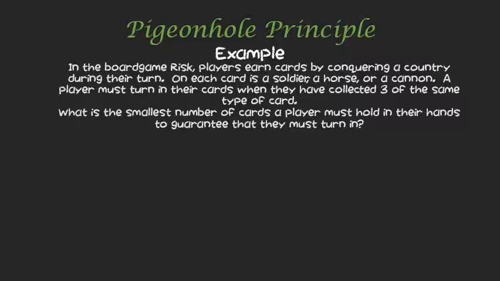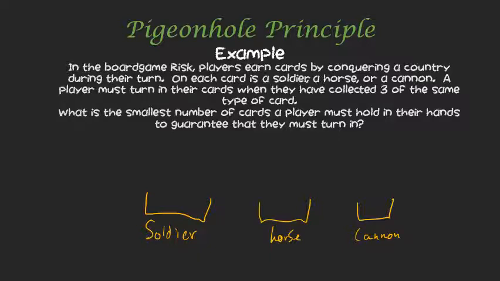So questions like this are answered by the pigeonhole principle. So let's just try and solve this outright before we know the principle. So there are three types of cards, right? It can either be a soldier card, a horse card, or a cannon card. I'm going to think of these types of cards as like bins. And then I'm going to fill these bins with objects, and where are the objects? The objects are cards.